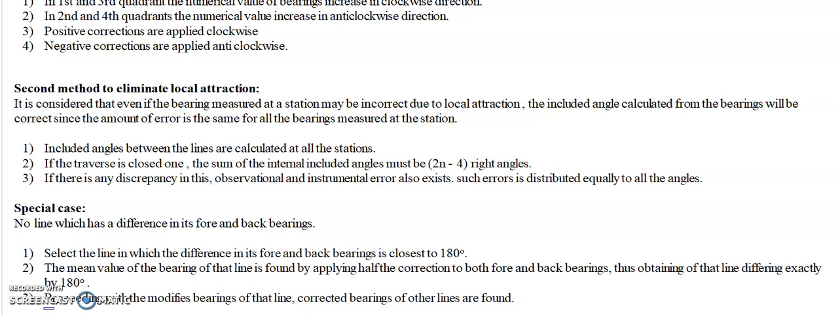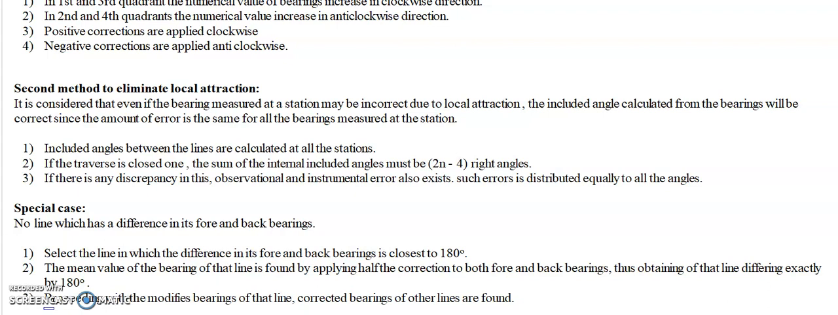Now, included angles between the lines are calculated at all the stations. This is the first step. Second, if the traverse is a closed one, the sum of the internal included angles must be 2n minus 4 right angles, I mean the correct angles. So, 2n minus 4 is the equation that is used to find out the interior included angles. Then, if there is a discrepancy in this, then observational and instrumental errors also exist. Such errors are distributed equally to all the angles. Again, this method will be more clear when we solve one numerical.